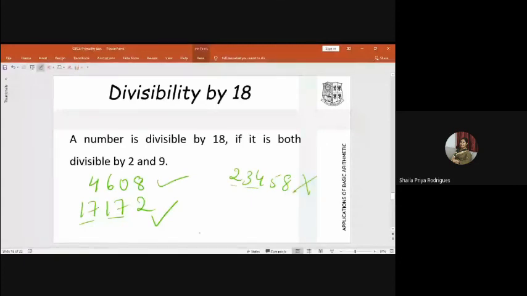Okay, the last one I'm taking: 4862916. It is an even number, so divisible by 2. Check if the sum is divisible by 9. 4 plus 8, 12, 18, 20, 29, 30, 36. 36 is divisible by 9. Hence, this number is divisible by 18.